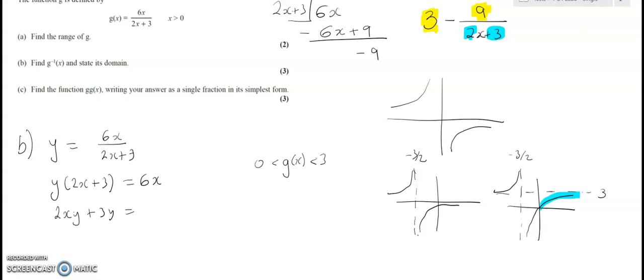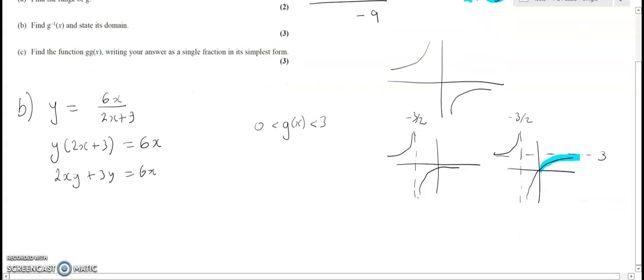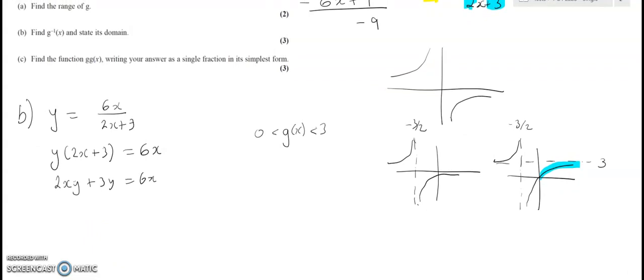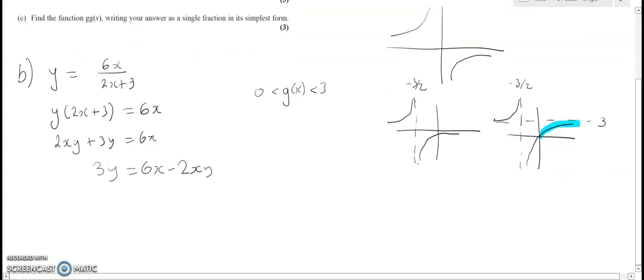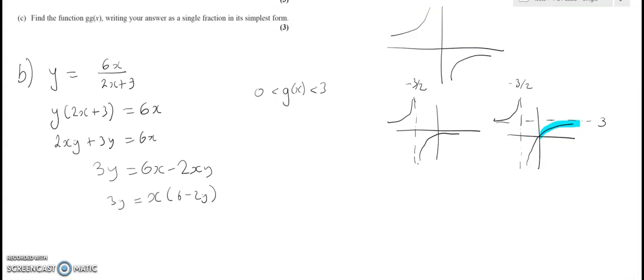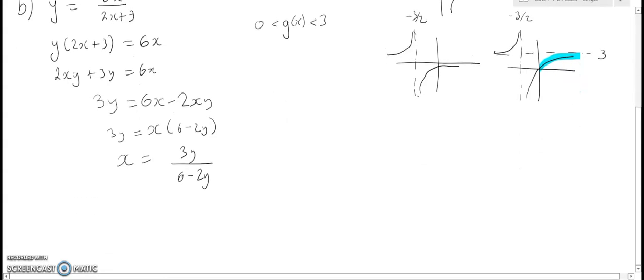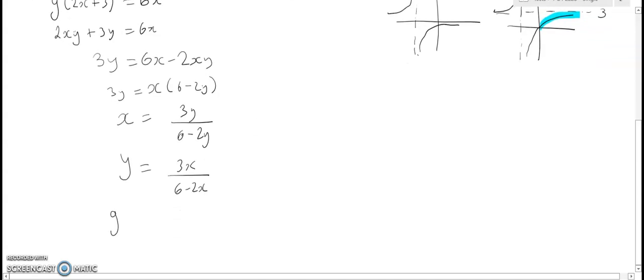So 3y equals 6x. Let's take all the x's to one side. I'm going to take all the x's to the right hand side, why not? And factorize the x out. And so I get x is equal to 3y over 6 minus 2y. And this is where I do my x and y swap, but it doesn't matter which order you did it in. So y is equal to 3x over 6 minus 2x. And finally we can write that as g inverse.